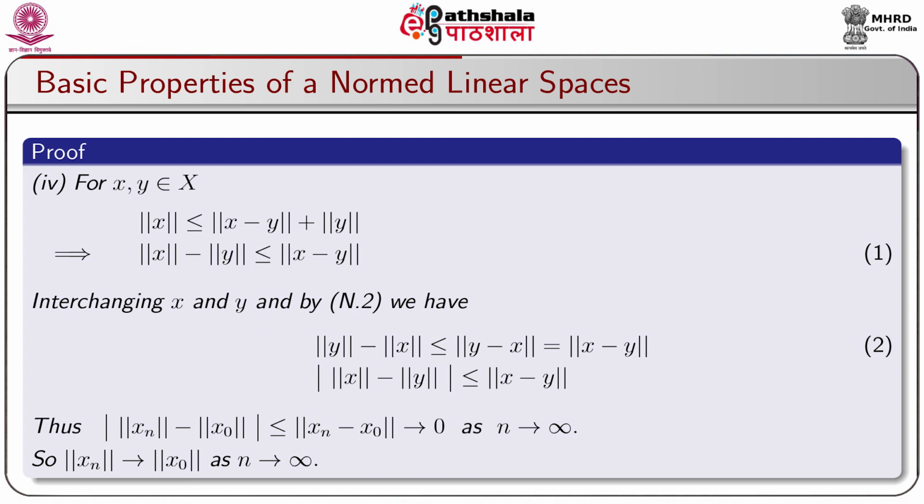So, combining this, modulus of norm of x minus norm of y is less than or equal to norm of x minus y. Thus, modulus of norm of x n minus norm of x naught is less than or equal to norm of x n minus x naught, which tends to 0 as n tends to infinity. So, norm of x n goes to norm of x naught as n tends to infinity.